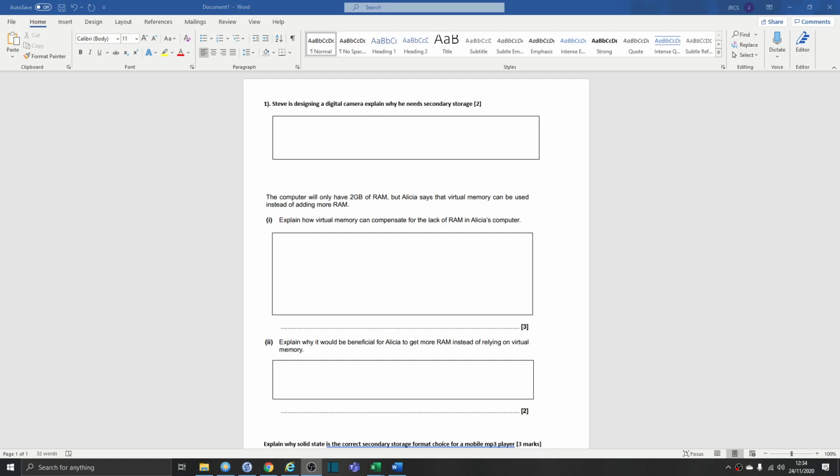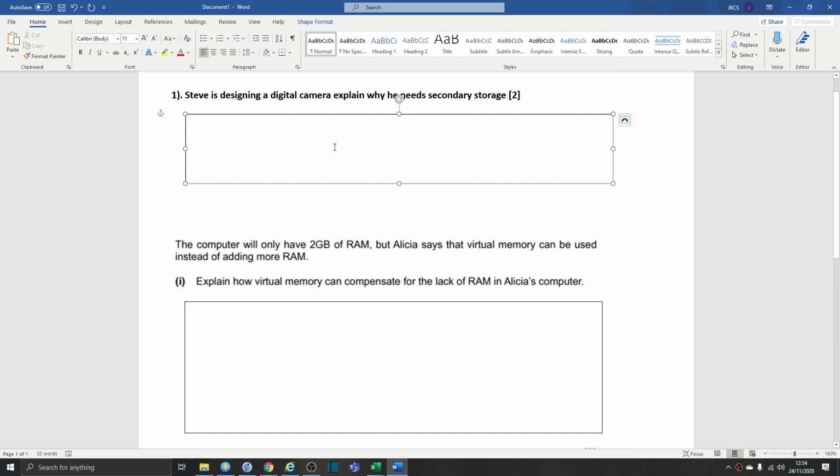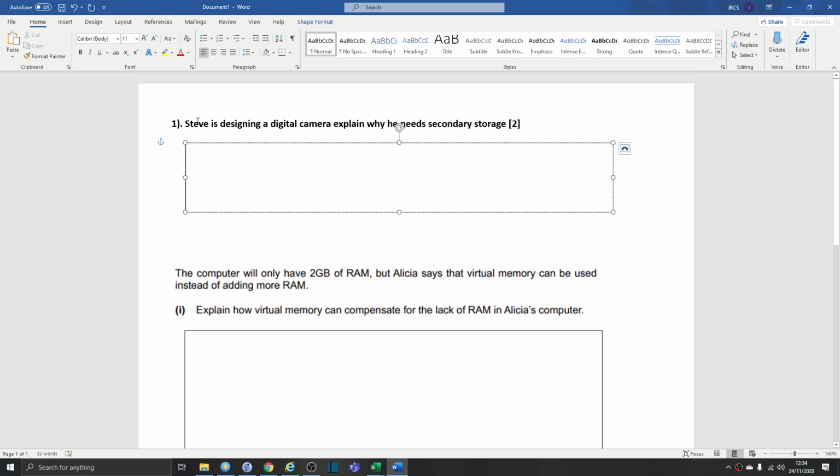Okay, so here I'm going to go through some of the questions for 1.2, Part A. So a classic question. Steve is designing a digital camera. Explain why he needs secondary storage, and it's 2 marks. So you've got to make 2 points. Before you answer these questions, just think about what your 2 points are.